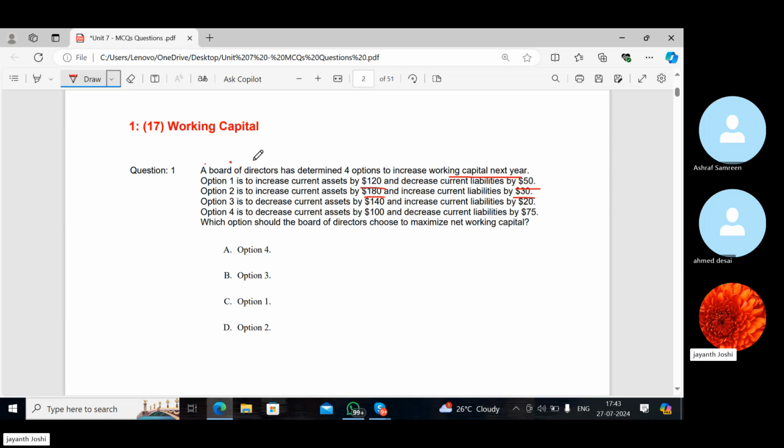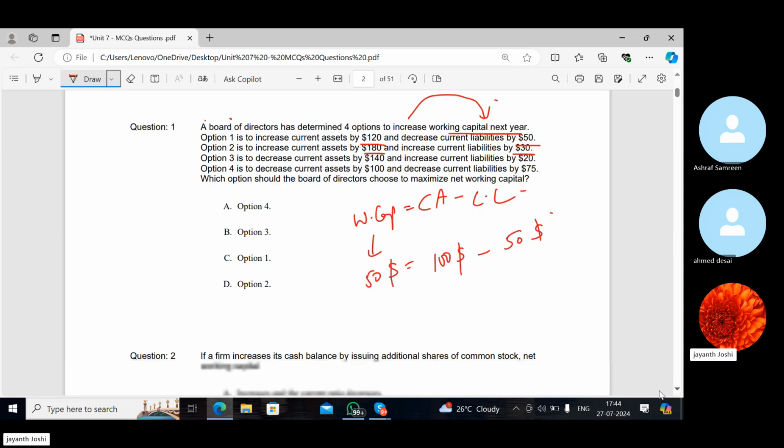The board of directors has determined 4 options to increase working capital next year. Let's say, what is the formula for working capital? Working capital is current assets minus current liabilities. Let's say my current assets are $100 and my current liabilities currently is $50. So my working capital will be $50. Now we want the working capital to increase next year. We will put one option and see in which case it is increasing from this position of 50.